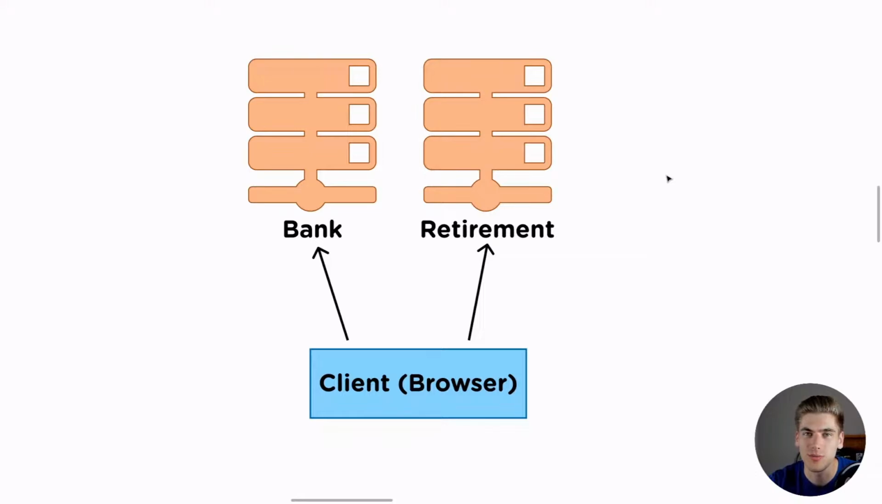But when you're using JWT, if you share the same secret key between both your bank and your retirement server, then all you need to do is send the same JWT from the client to both of them, and you'll be authenticated both times without having to re-log back in.